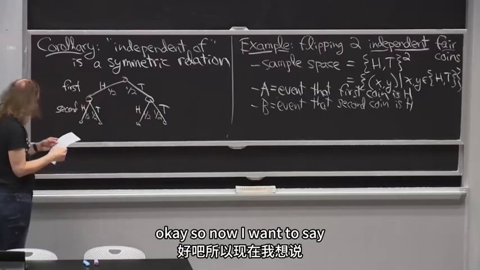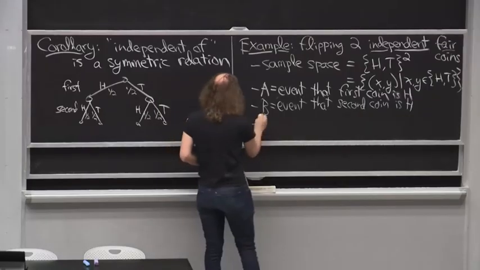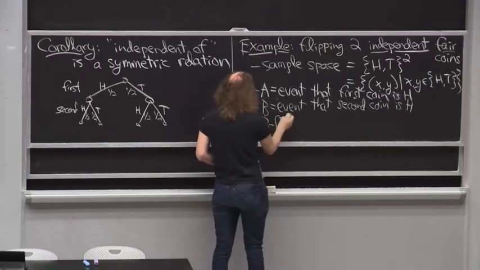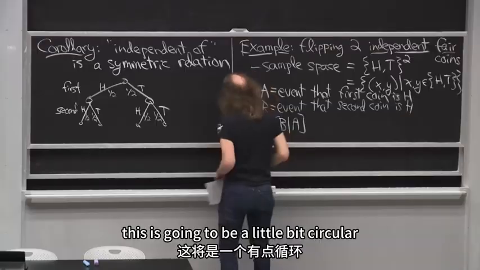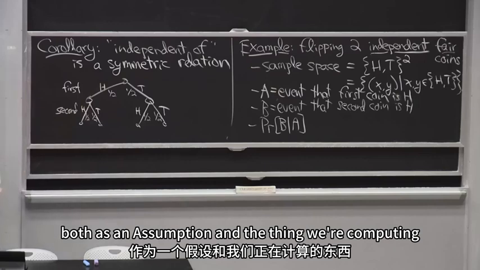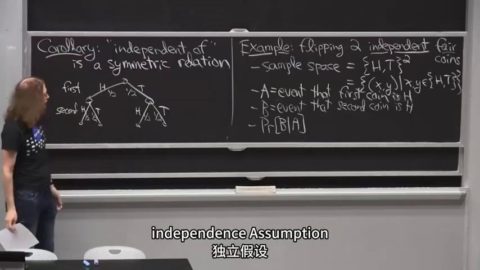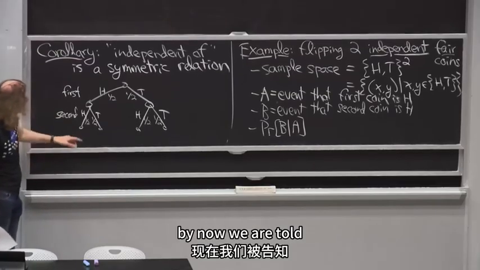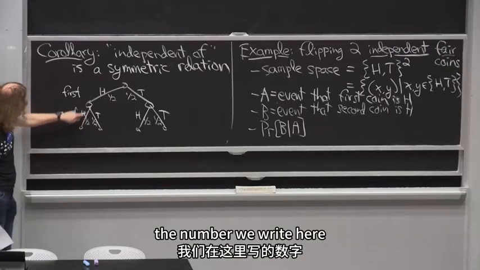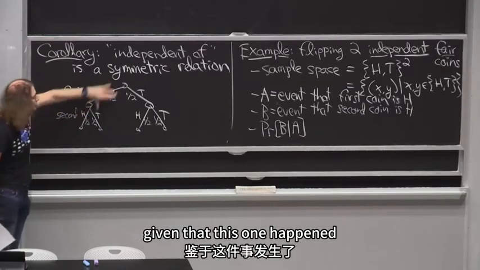Okay, so now I want to say, let's say, probability of B given A. This is going to be a little bit circular because we're using independence both as an assumption and the thing we're computing. But we should be used to drawing these kinds of diagrams under this implicit independence assumption by now. We are told the number we write here is the probability of this thing happening given that this one happened.